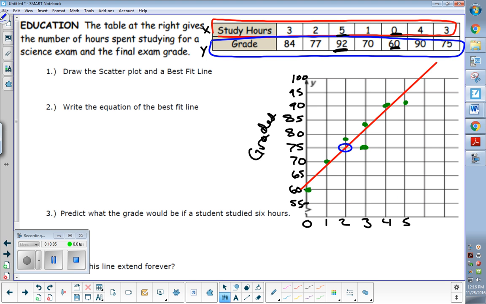Mine is right there at 275. I want you to find your own. Okay, looking at your graph, try to find those points for me. Go ahead and hit the space bar.